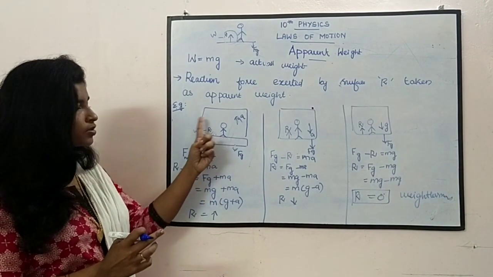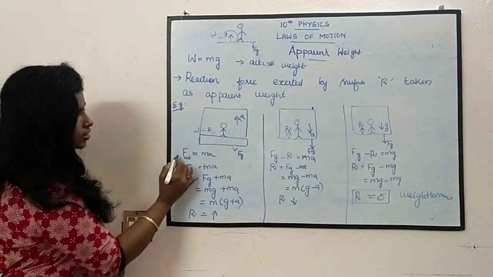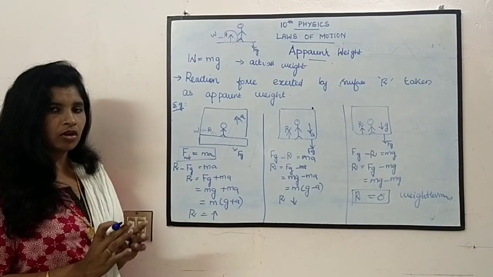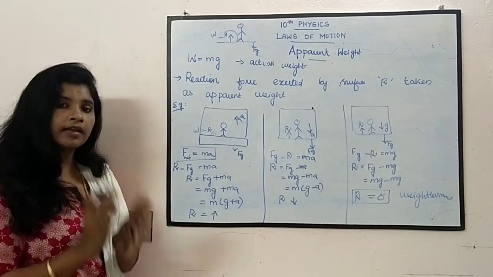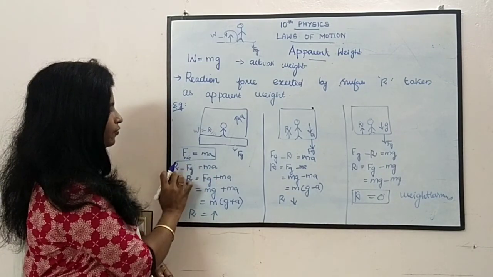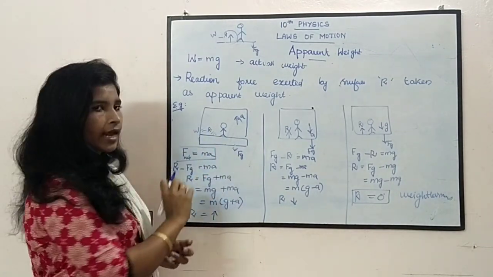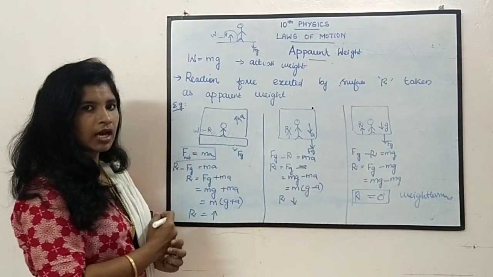So the dominating force is R here. We know according to Newton's second law, F is equal to m a. F always means net force. Let us calculate the net force. What are the forces here? R and Fg. Fg is the gravitational force. R and Fg are acting here.